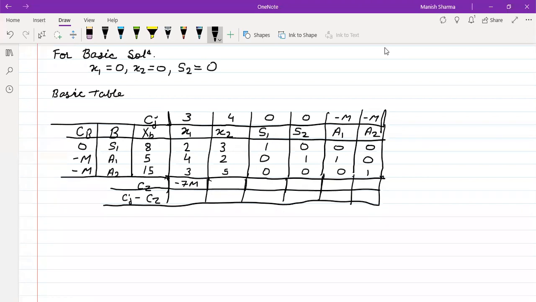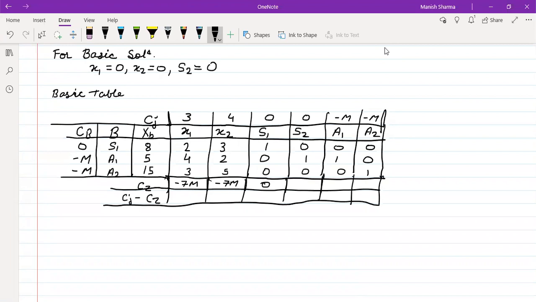This will be equal to 3 into 0, 0. 2 into minus M is minus 2M. 5 into minus M is minus 5M, so minus 7M. Correct? And then 0 into 1 is 0, 0 into M is 0, 0 into M is 0, 0 into M is 0. So this will be equal to 0.